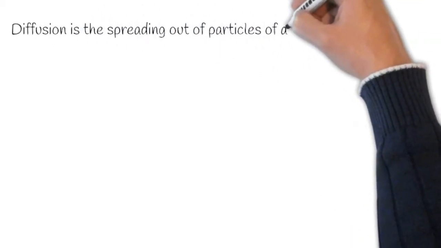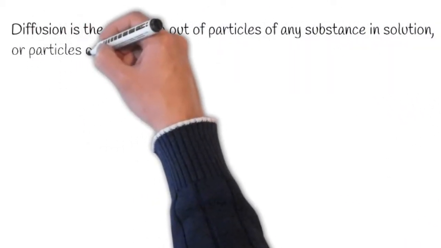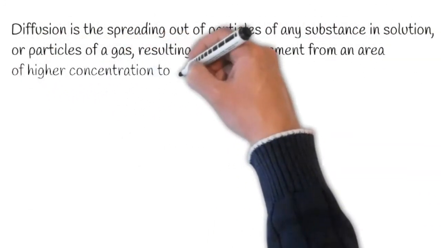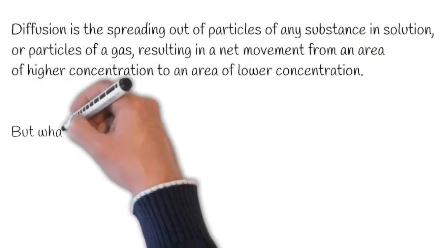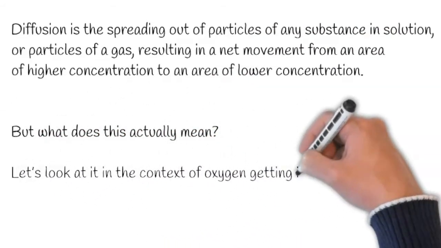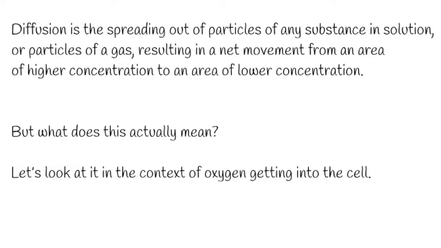Diffusion is the spreading out of particles of any substance in solution or particles of a gas, resulting in a net movement from an area of a higher concentration to an area of lower concentration. But what does this actually mean? Let's take a look at this in context of oxygen getting into the cell.